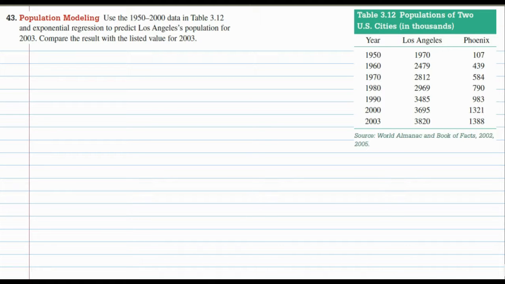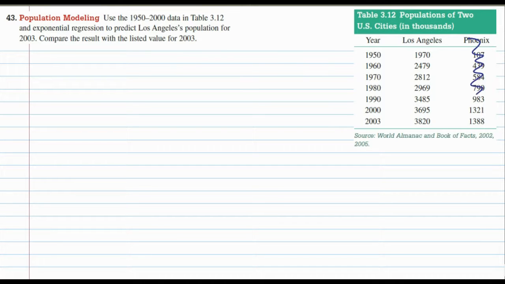Now try problem number 43 is about the same thing as the example. We're going to use data from 1950 to 2000 and an exponential regression, same thing as before, to predict Los Angeles's population for the year 2003. So these populations are in thousands, so it's 1970, which really means 1,970,000 people.